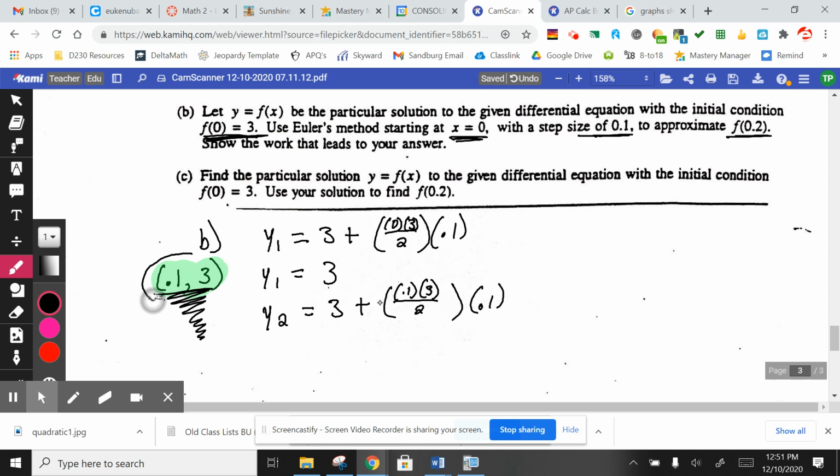So that's why I strongly recommend keeping track of these, because there's plenty of derivatives that have both x's and y's in them, and we need to make sure we know what both of those are as we're going through these steps. And when we do this, we get what? 3.015.